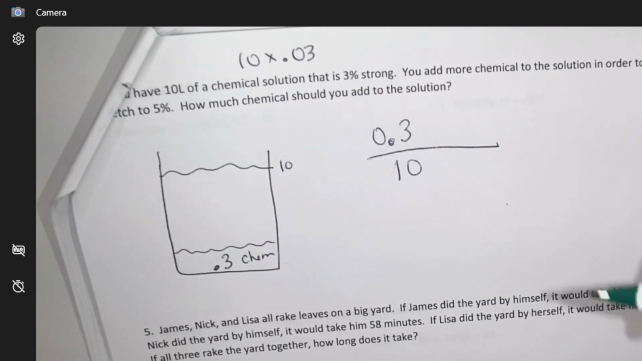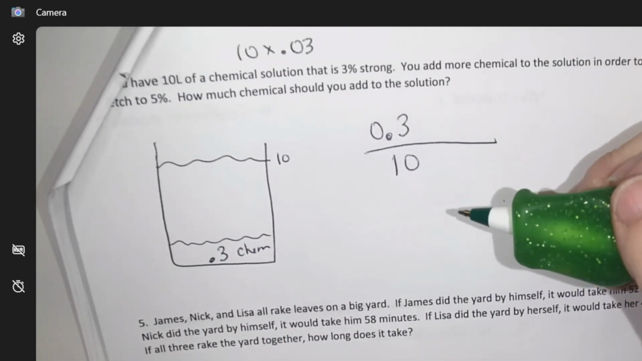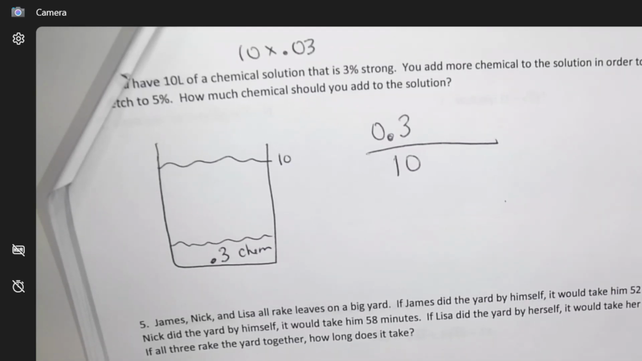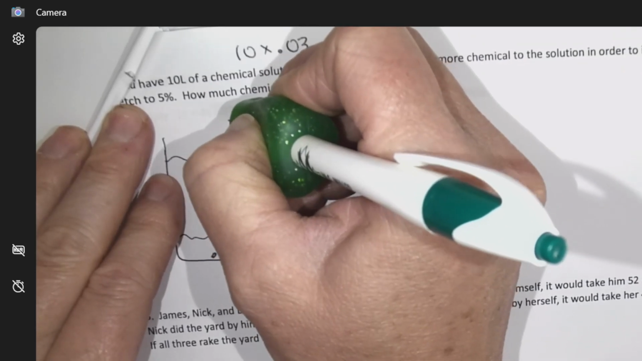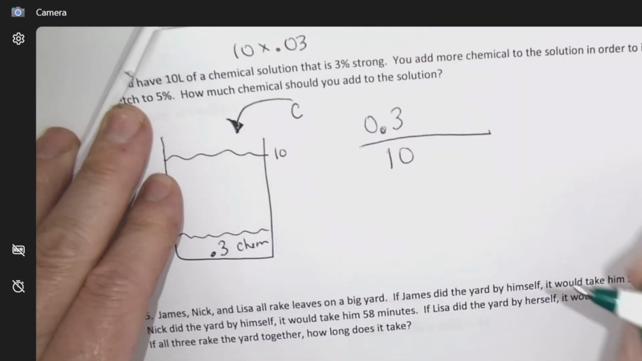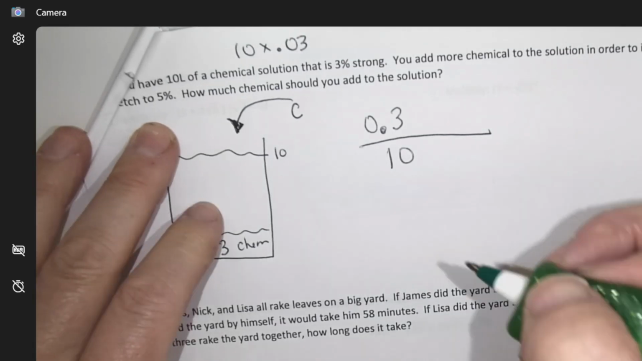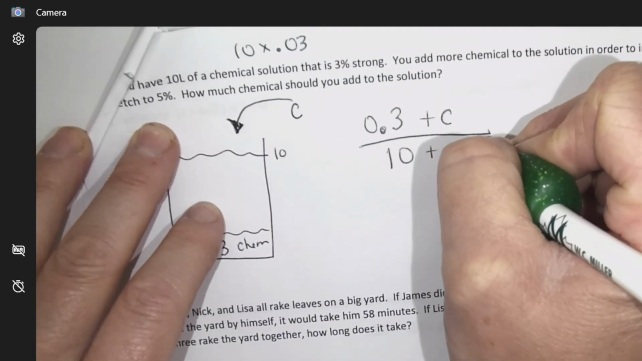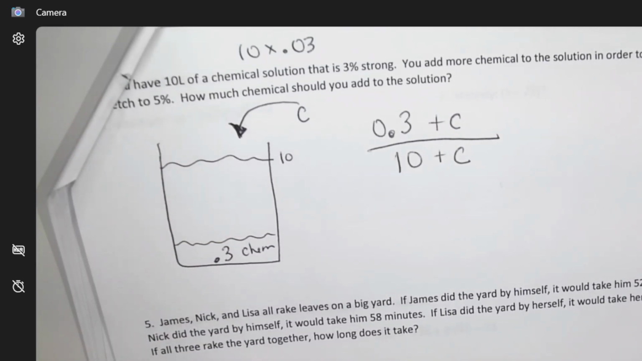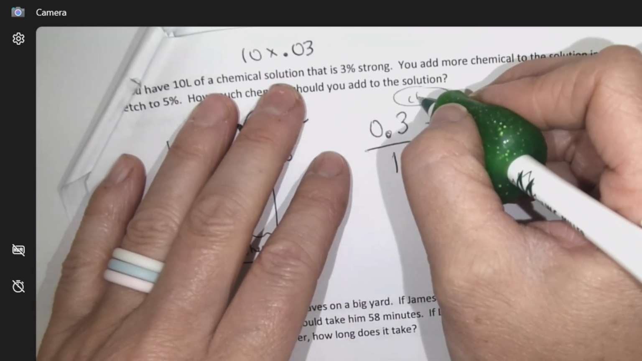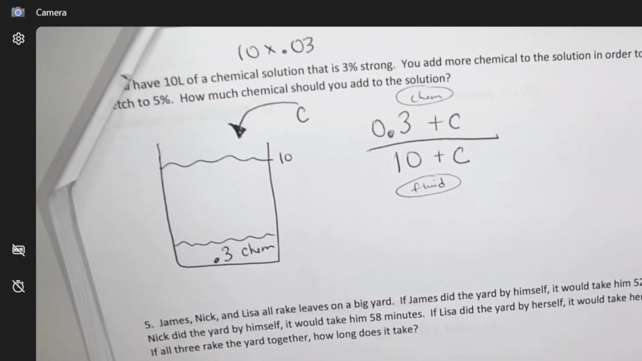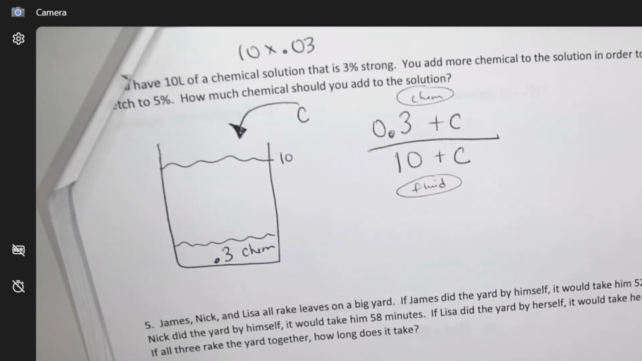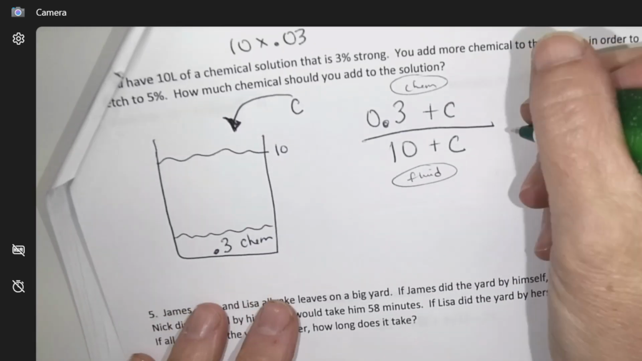So I'm going to write down, I'm starting with 0.3 of chemical, I'm starting with 10 fluid, and then I'm going to make it stronger by adding more chemical. So I add some chemical, but that chemical also adds to the fluid as well. Again, it's what's the chemical, what's the fluid. That's what's happening. And at the very end, I want to increase its strength to be 5%.